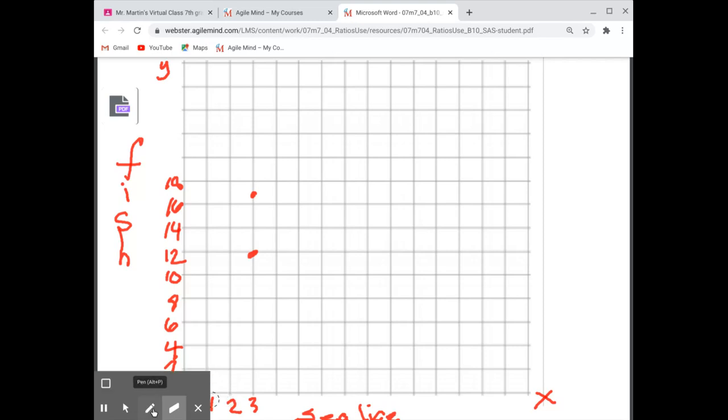And out of how many did she catch? 15. All right. So I'm going 1, 2, and then I'm going up to what number? Directly in between 14 and 16. Perfect. All right.